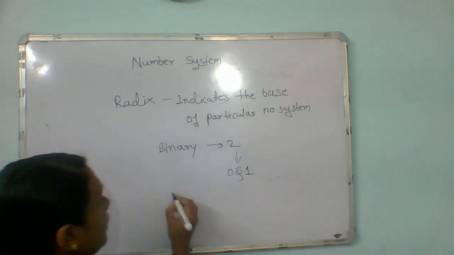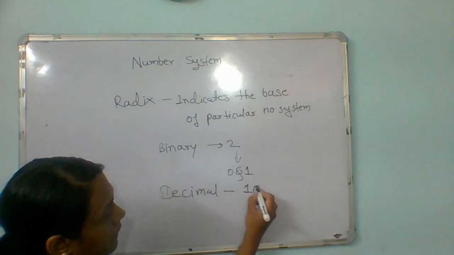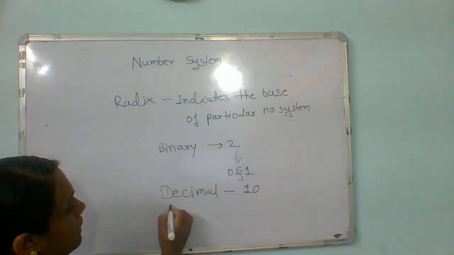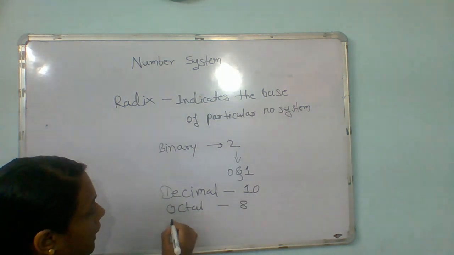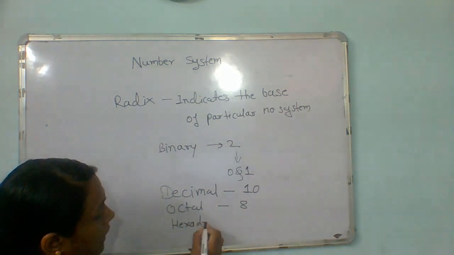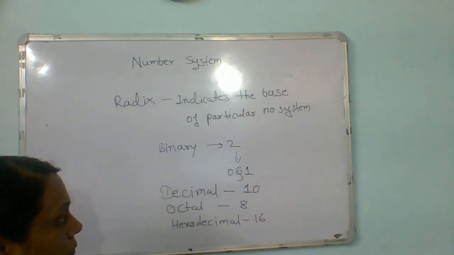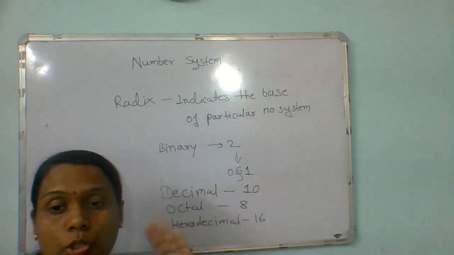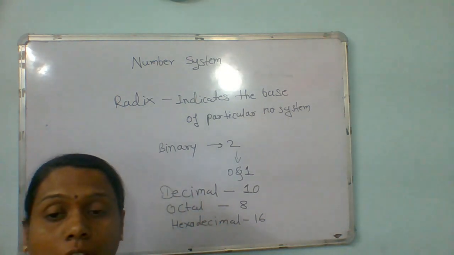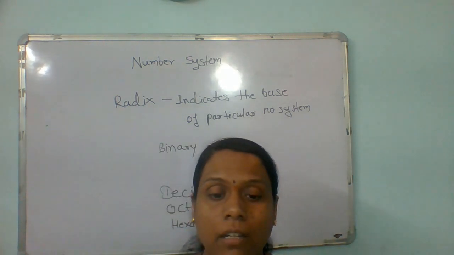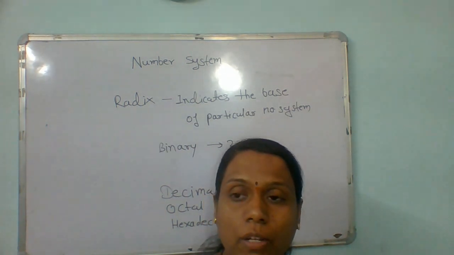When we consider the decimal number system, it has the base 10. Then the octal number system has the base 8. And the hexadecimal number system has the base 16. So this is about the radix. Radix shows the base of that particular number system, and the base shows how many symbols are present in that particular number system. Now we'll discuss each number system one by one.